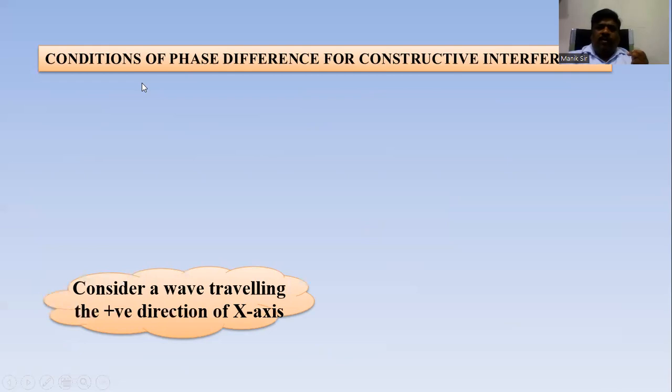Now, what we have learned about is the path difference. Now, let us consider the phase difference. Path difference means difference in length, and phase difference means difference in angle. So actually, it is very simple.